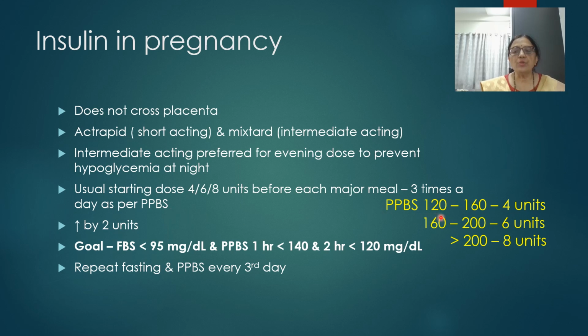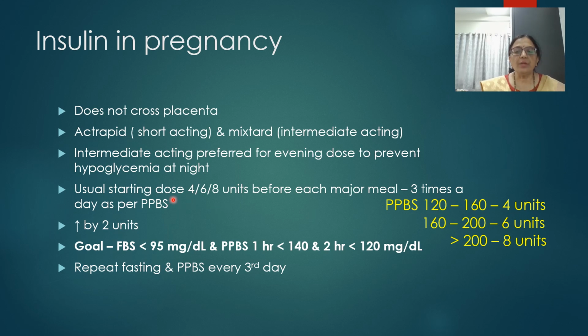Postprandial is after 2 hours. If it is 120 to 160, then 4 units is given 3 times a day. 160 to 200, then 6 units. And more than 200, then 8 units 3 times a day. We can remember approximately in this way how much insulin to start. Usually we start 4 units 3 times a day, provided the 2 hour postprandial is between 120 to 160. If the value is higher, we have to start a higher dose of insulin.